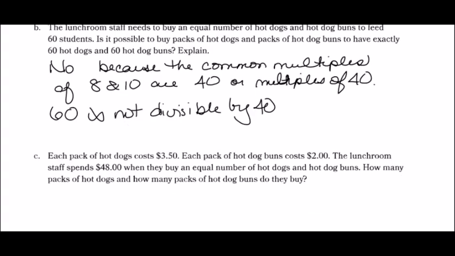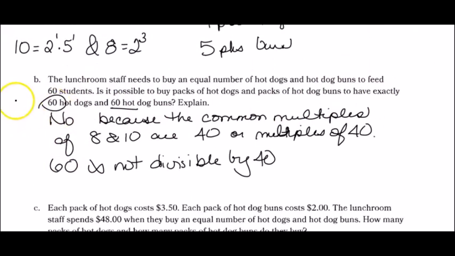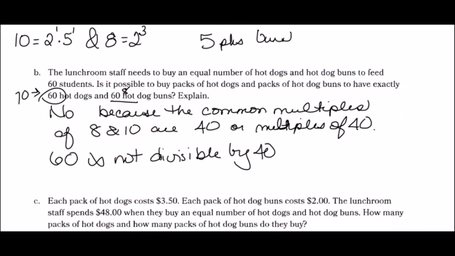So they could buy 6 packs of buns, because 6 times 10 would give you 60 buns. But they would have to buy, what? Oh wait, no, I got that wrong. There's 10 per pack of dogs, sorry. So they could buy 6 packs of dogs, but then there's only 8 in the bun packs. So they would have to buy 8 packs, and then they'd have 4 leftover buns, because 8 times 8 is 64.